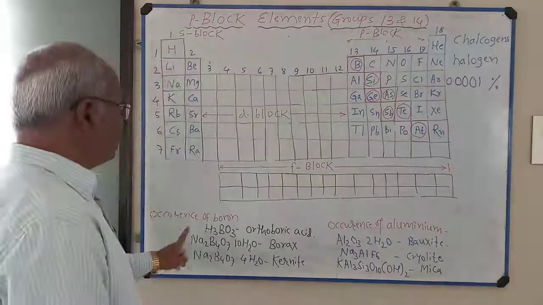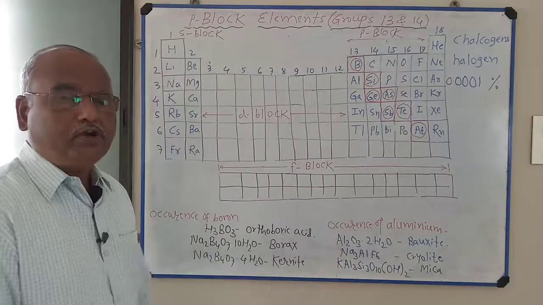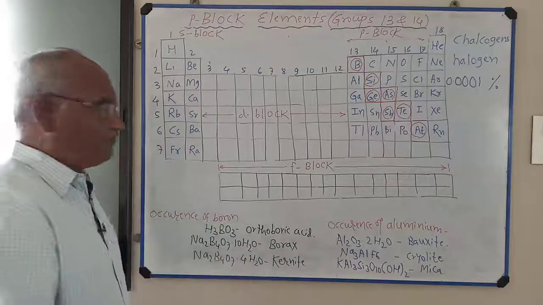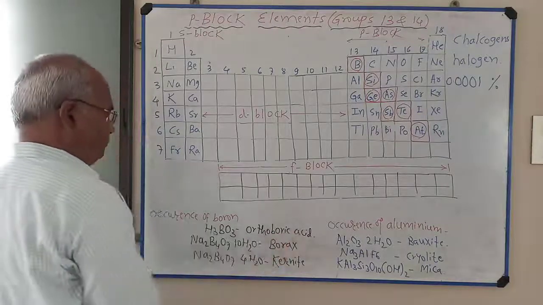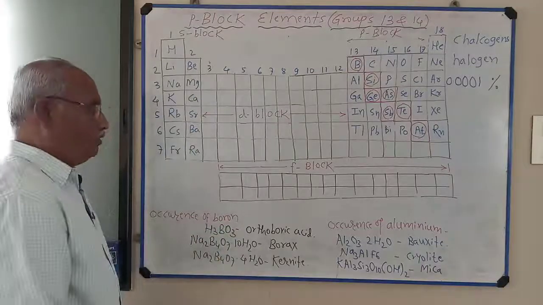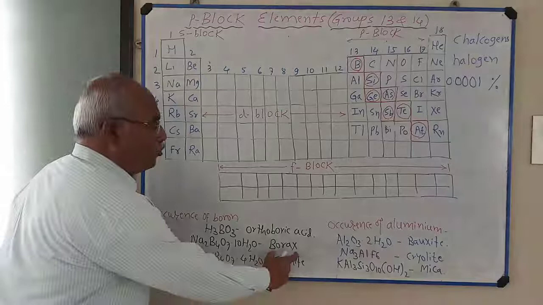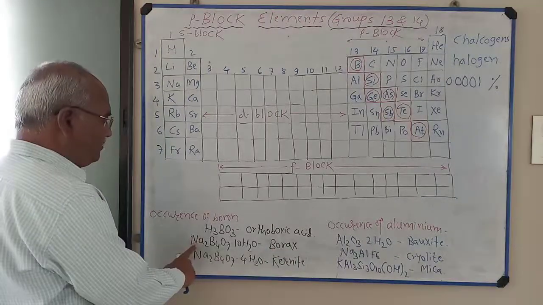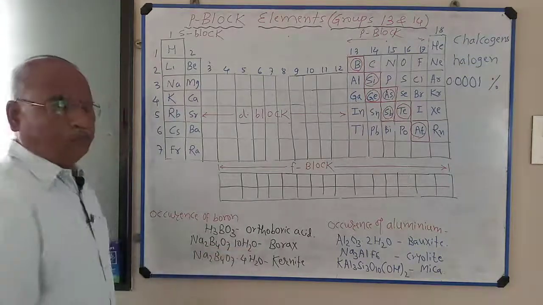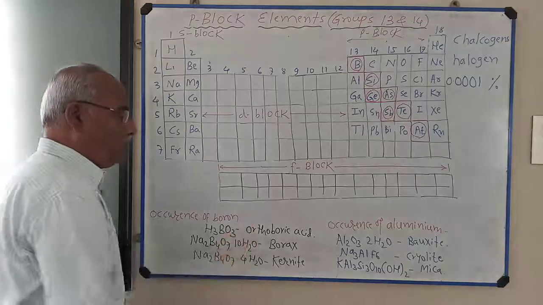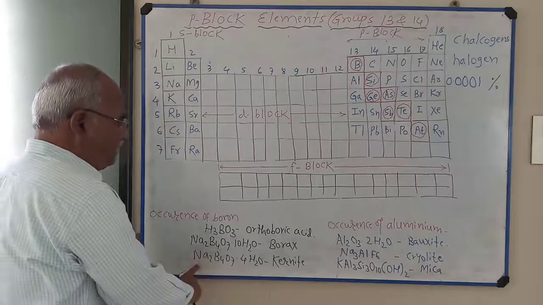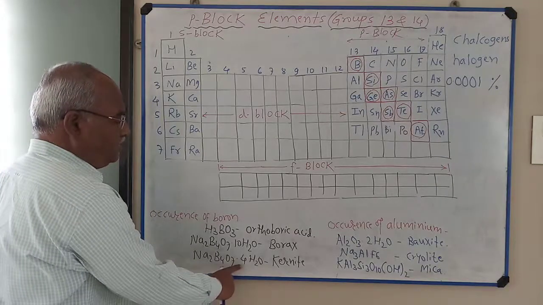Some important compounds of boron I want to mention here. Boron occurs as orthoboric acid. Its formula is H3BO3. Boron occurs as borax. Its formula is Na2B4O7·10H2O. Boron also occurs as kernite. Its formula is Na2B4O7·4H2O.